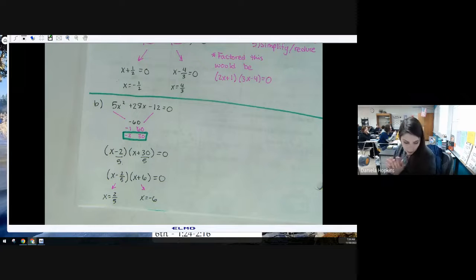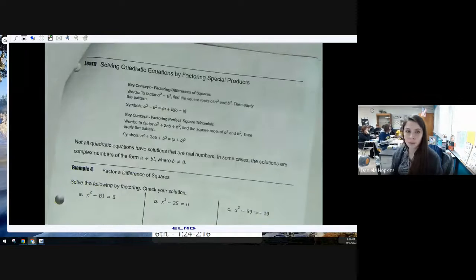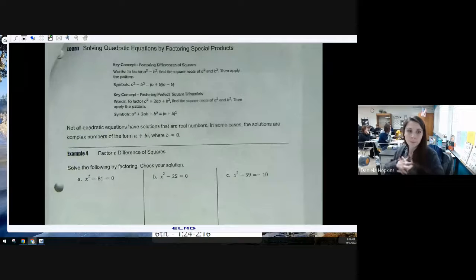Okay, I have some more examples to do, and then we will turn to our homework, which should be pretty quick today. So if you could please flip to our second to last page. We are going to learn about 2 special products. These are special forms of quadratics that, if you memorize them, make life easier.